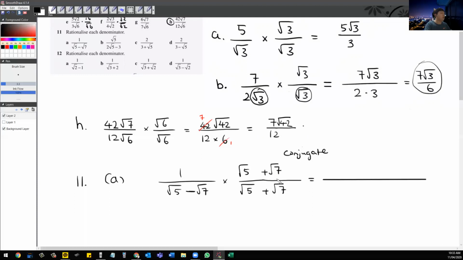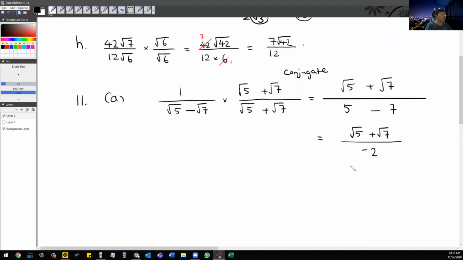That's just multiplying by 1, so you're not changing anything, you're just changing the shape of it. We've already gone through this: a minus b times a plus b is just equal to a squared minus b squared. A squared is 5, b squared is 7. So that's simplified, right? And this is root 5 plus root 7. So that's equal to negative 2 at the bottom, and then root 5 plus root 7.